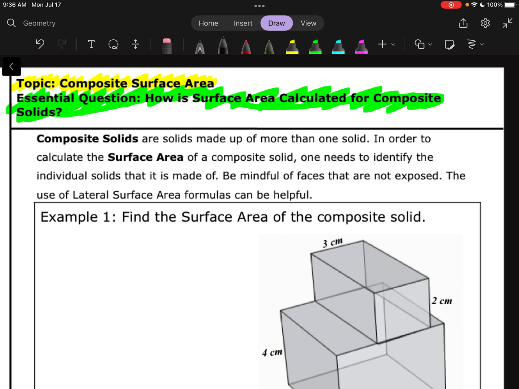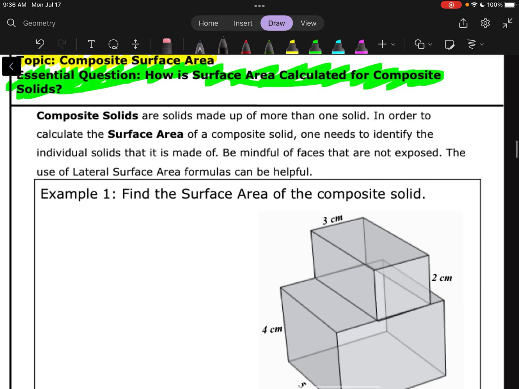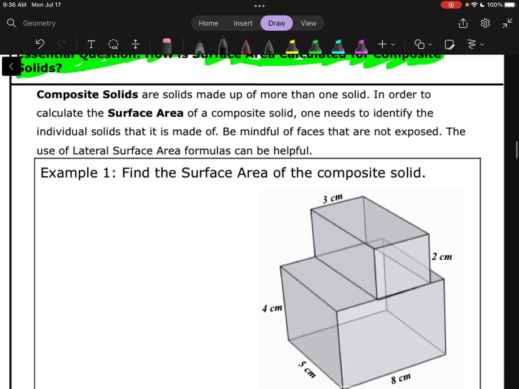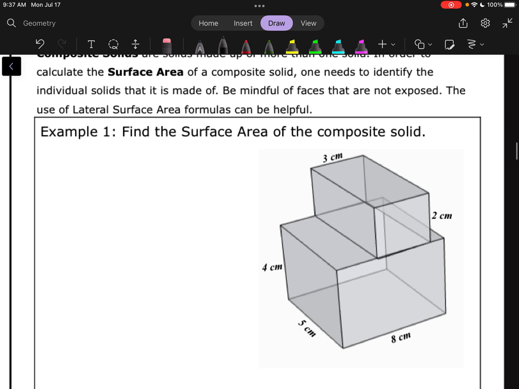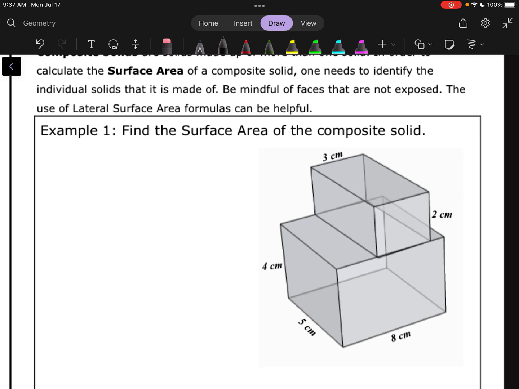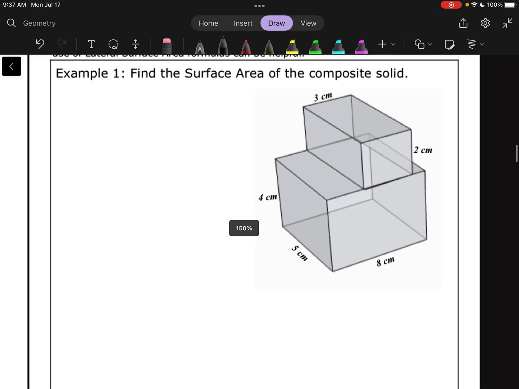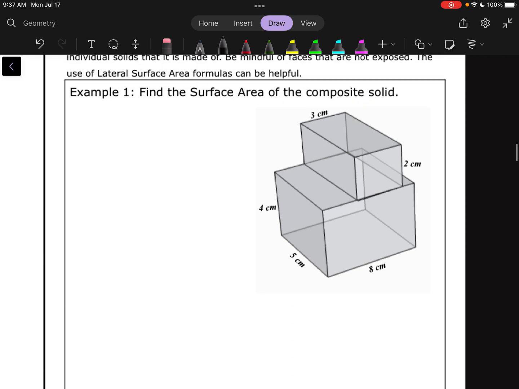In order to calculate the surface area of a composite solid, one needs to identify the individual solids that it is made of, be mindful of faces that are not exposed. The use of lateral surface area formulas can be helpful. Just remember in general here that surface area is the amount of space that is exposed on your solid, right? Like if you're trying to paint this thing, how much paint would it take to cover the entire surface, right? So if we're looking at example one here, we can see that it's kind of two prisms stacked on top of each other.